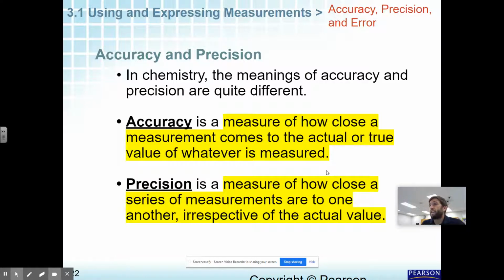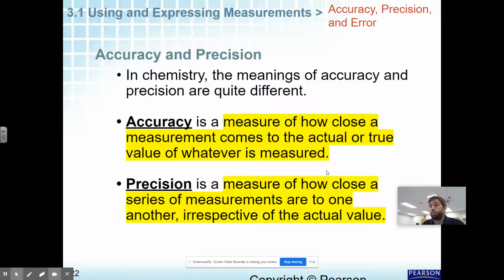So in chemistry, the meanings of accuracy and precision are definitely different. That's why we don't want to confuse the two. We want to make sure we know each one. Okay, you will definitely need to know both of these. Accuracy is a measure of how close a measurement comes to your actual or your accepted value. Okay, so accuracy starts with A, actual and accepted start with A. So it's how close you are to what is supposed to happen.